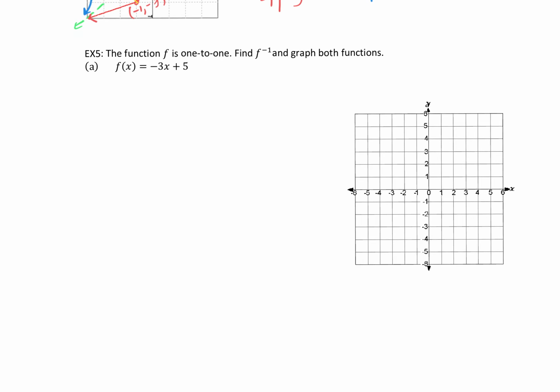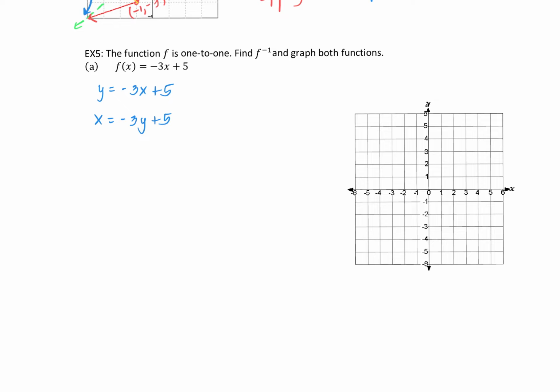Example 5, we have a one-to-one function f. We're going to find the inverse, and then we're going to graph both functions on the given graph. So first of all, I want to find my inverse function. So I'm going to replace f of x with y. And then once I've done that, I'm going to exchange my x and my y to get x equal to negative 3y plus 5.